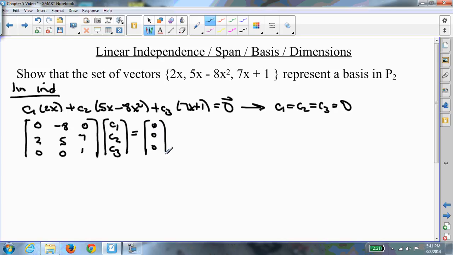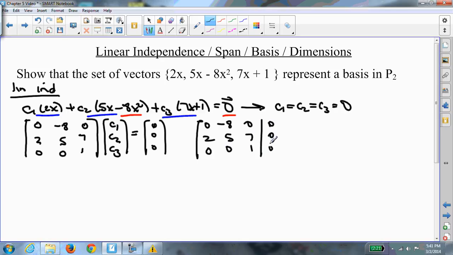So if you were to multiply this out, notice how we get negative 8 c2 has to equal 0, which makes sense from up here, because you see a negative 8x squared times c2 has to equal 0. The next row will be 2c1 plus 5c2 plus 7c3 has to equal 0, and those are my linear terms. So here's my 2c1, my 5c2, and my 7c3, and it has to equal 0 as well. So I'm going to set this up as an RREF: 0, negative 8, 0, 0; 2, 5, 7, 0; 0, 0, 1, 0.